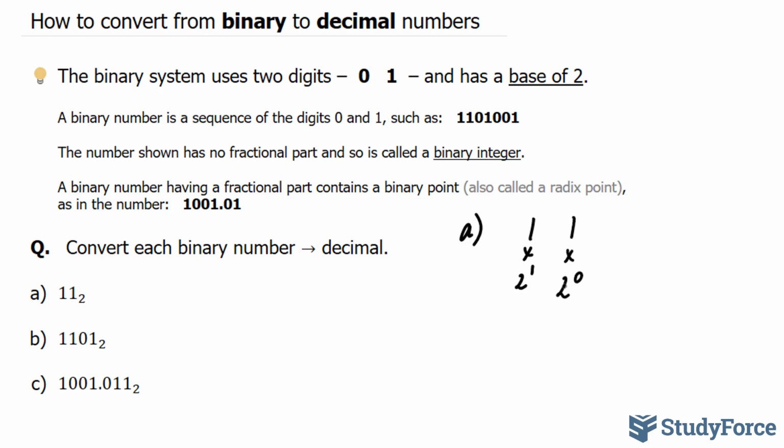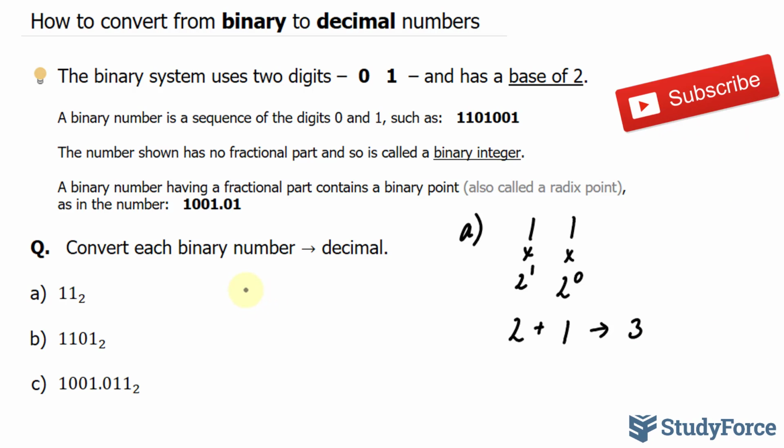1 times 2 to the power of 0, remember 2 to the power of 0 is 1, is simply 1. 1 times 2 to the power of 1, 2 to the power of 1 is 2. So 1 times 2 is 2. If we add 3 and 1 together, we'll end up with the decimal number 3. So the decimal number 3 is the same thing as 1, 1 in binary.